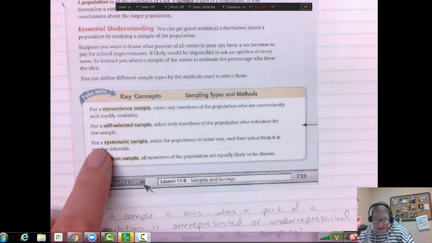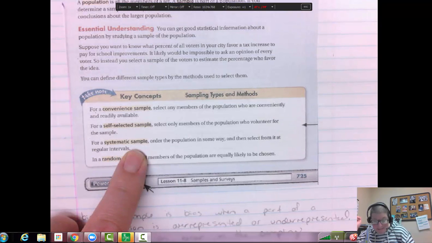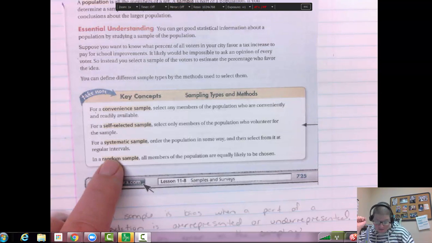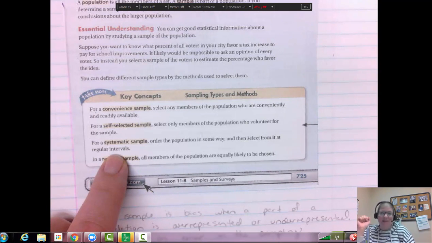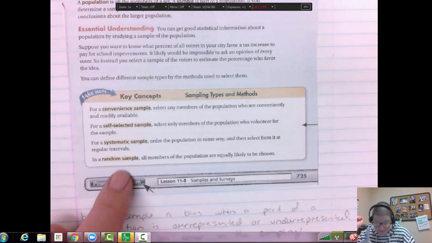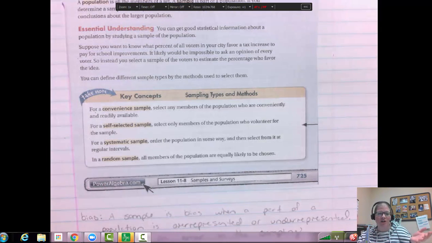A systematic sample is where you order the population in some way and you select in regular intervals. So it could be you look through the phone book and every fourth person you call and get their sample. In a random sample, all members of the population are equally likely to be chosen. So you have the whole population, you're randomly sampling from that whole population.